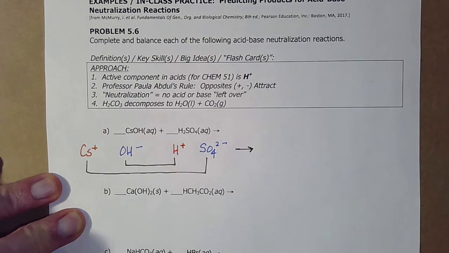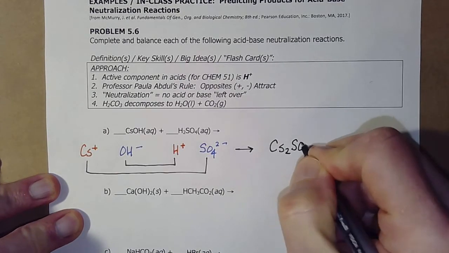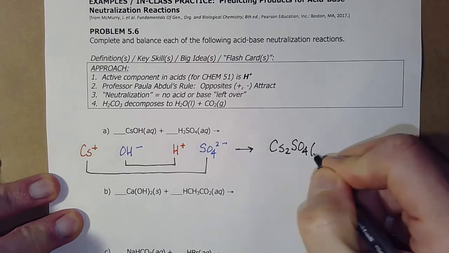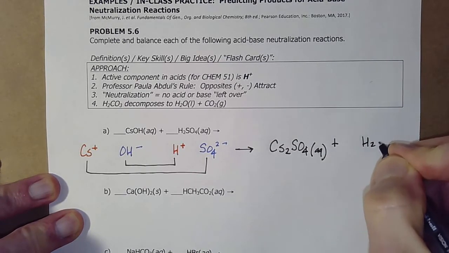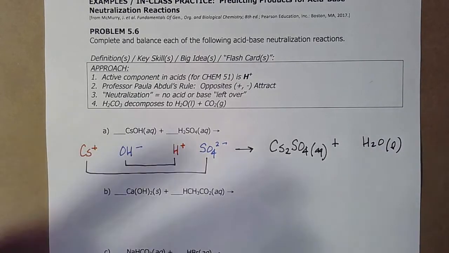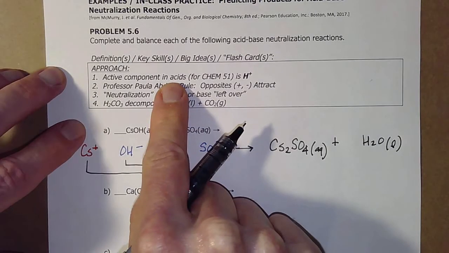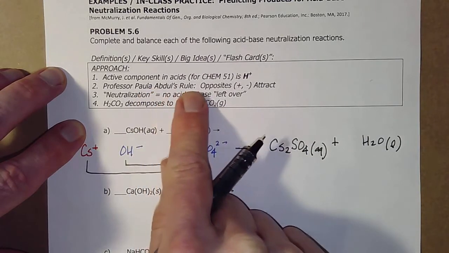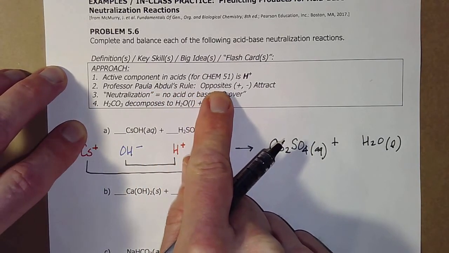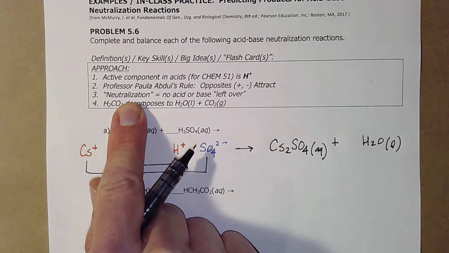So here's what I've got: Cs2SO4, aqueous per our rules, and H2O, liquid. Easy. I had to remember that for an acid, I'm really thinking about H+. There's my silly Professor Paula Abdul, opposites attract. Check out the video. When we say neutralization, that means there's no acid or base left over.